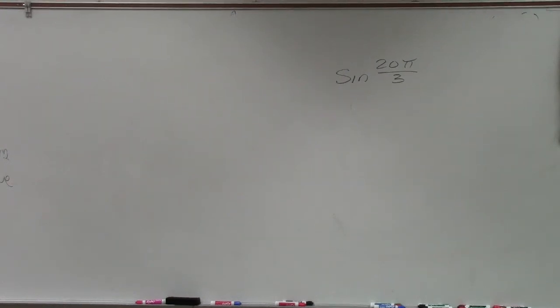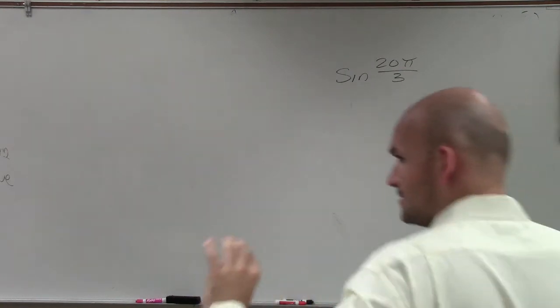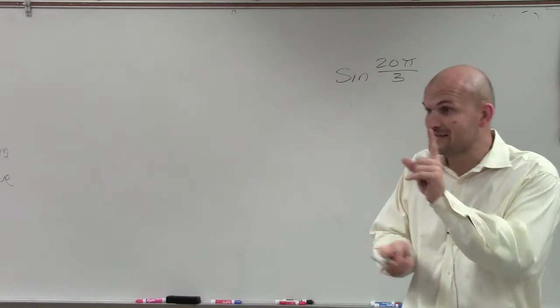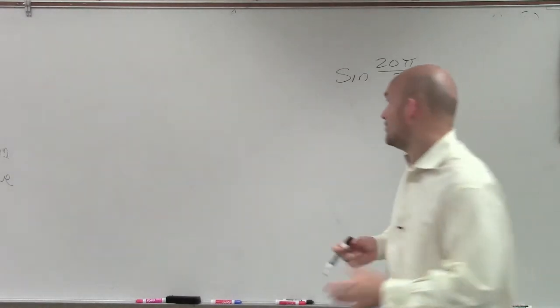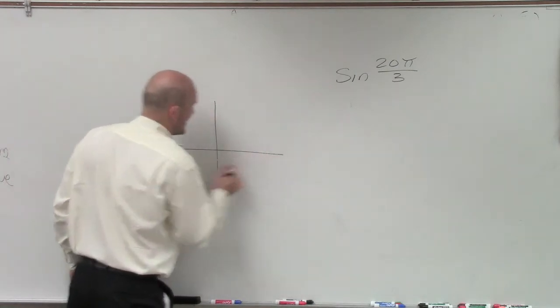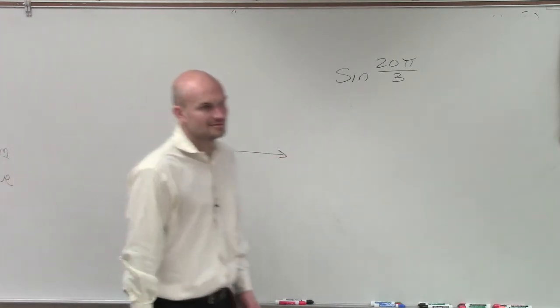20 pi over 3. When doing a problem like this, the first thing, now we don't have to do all 6 trigonometric functions. We just have to do one, right? So guys, you can easily, again, just find the angle. So find the angle.